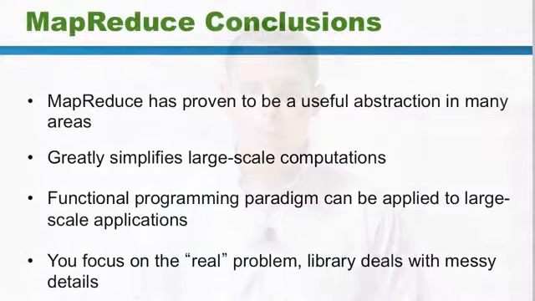So what are some MapReduce conclusions? MapReduce has proven to be a very useful abstraction in many areas. It greatly simplifies large-scale computations. It's a functional programming paradigm that can be applied to large-scale applications, and you focus on the real problem, rather than dealing with the messy details of how it actually distributes to the nodes and operates locally. So just keep in mind that writing MapReduce is a completely different way of thinking. You're writing your map function, which is splitting your data. Then you're writing your reduce, which is basically your aggregate function.